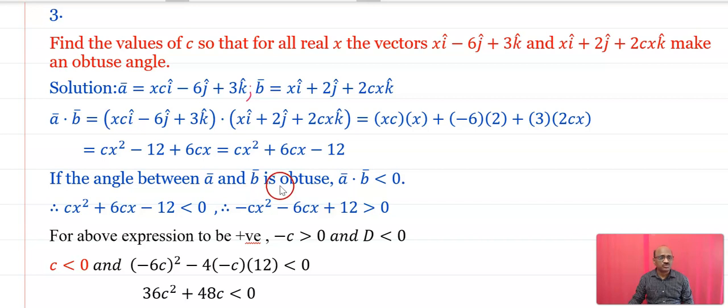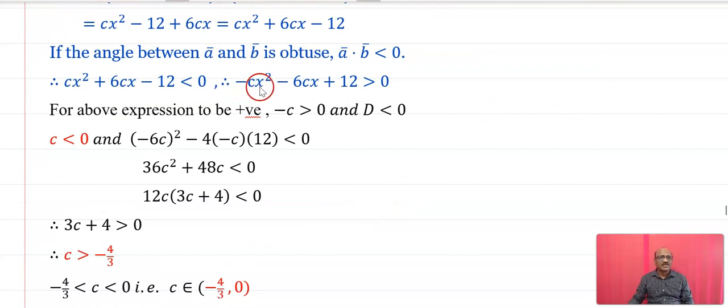If the angle between a bar and b bar is obtuse, it means that a bar dot b bar must be negative, and therefore cx square plus 6cx minus 12 is negative, less than 0. If we change the sign, then this less than will become greater than. That is minus cx square minus 6cx plus 12 is greater than 0. For the above expression to be positive, first minus c must be greater than 0, and that will become plus here.